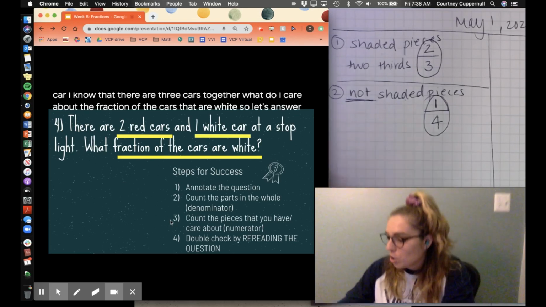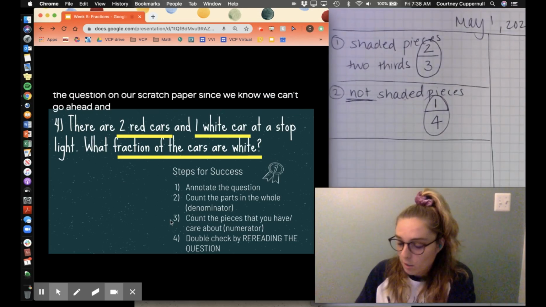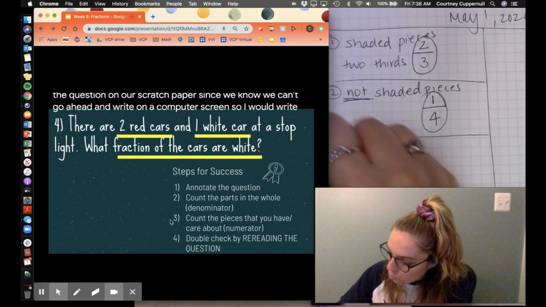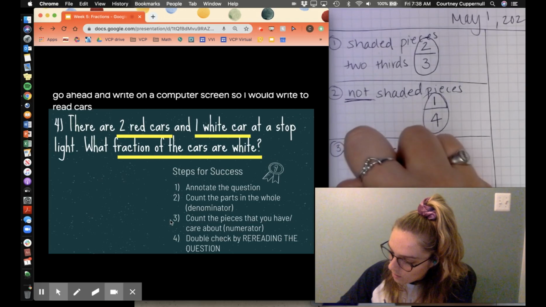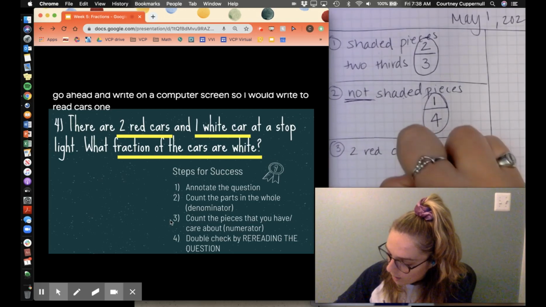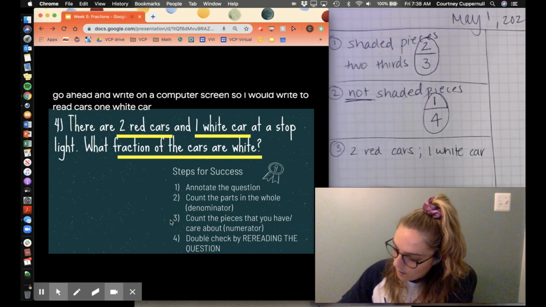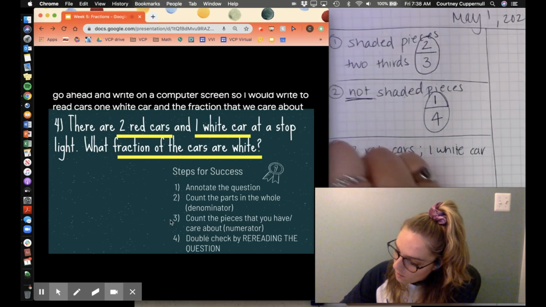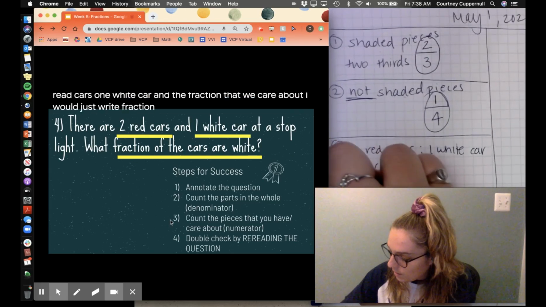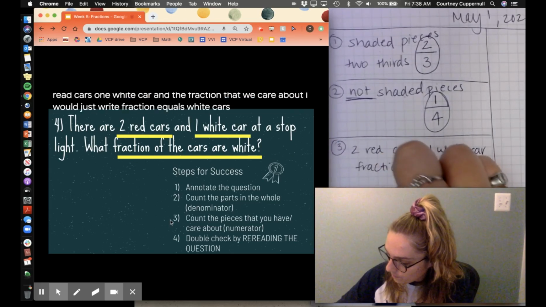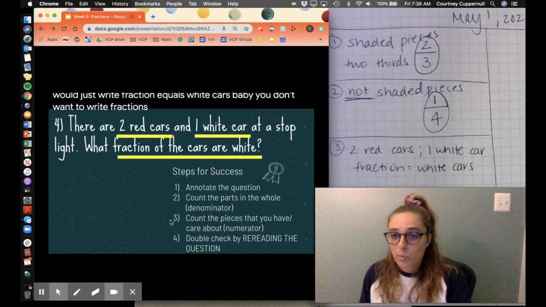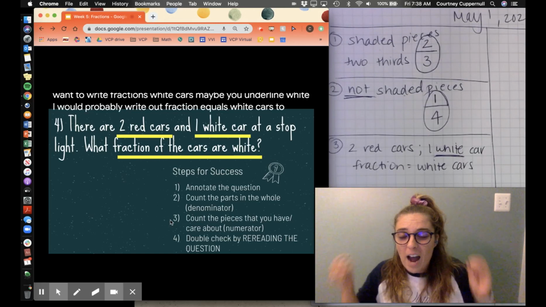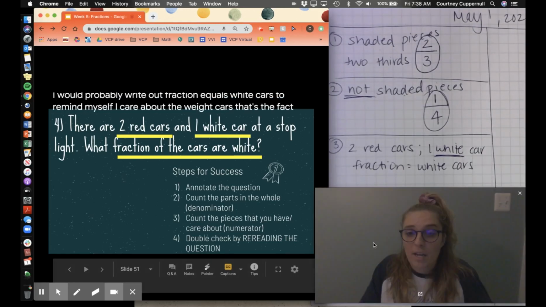So let's annotate the question on our scratch paper since we know we can't write on a computer screen. So I would write 2 red cars, 1 white car, and then the fraction that we care about, I would just write fraction equals white cars. Maybe you don't want to write fraction equals white cars. Maybe you underline white. I would probably write out fraction equals white cars to remind myself I care about the white cars. That's the fractional amount I care about.